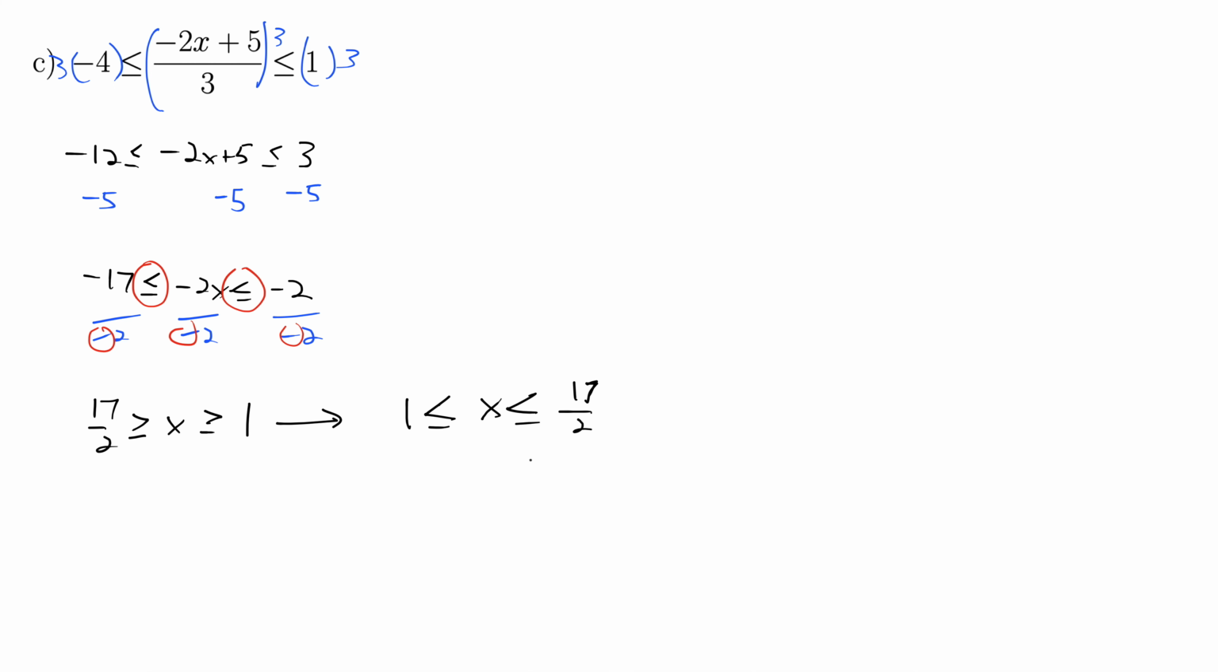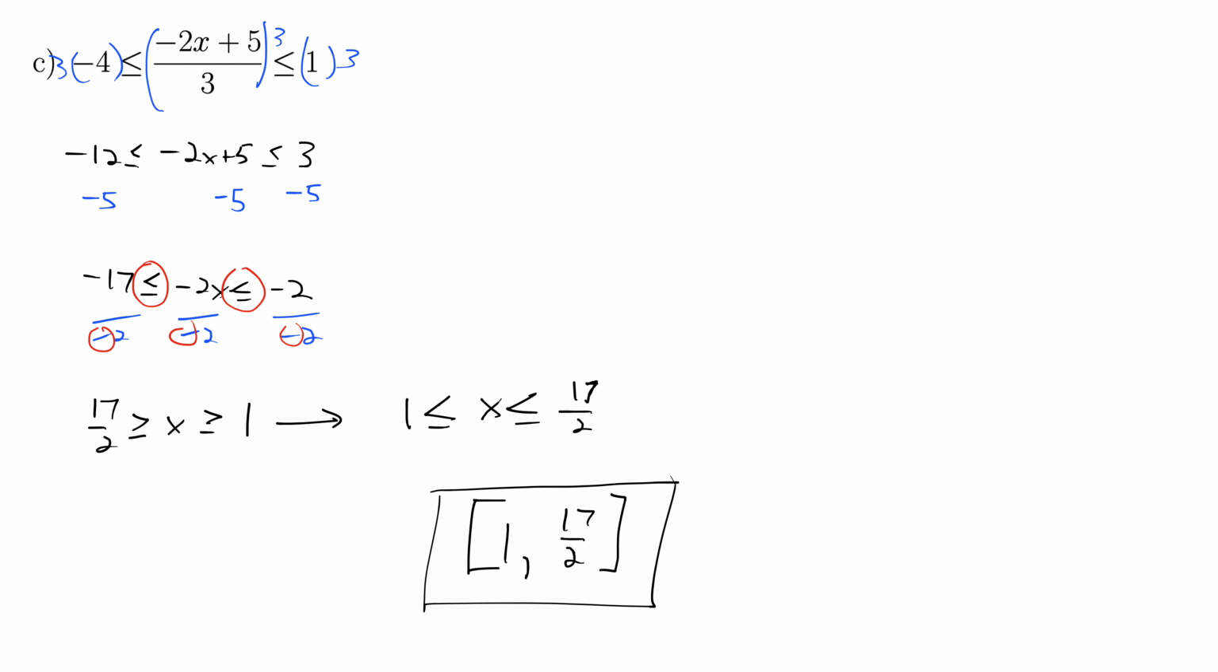All right, and then we can go straight to our interval notation on this one. I'm using the hard brackets because of the equal sign. We start with 1, then we have all the stuff in the middle, and we end at 17 halves. And again with the hard brackets because it has an equal sign attached to the inequality. There we go. 1 up to 17 halves.